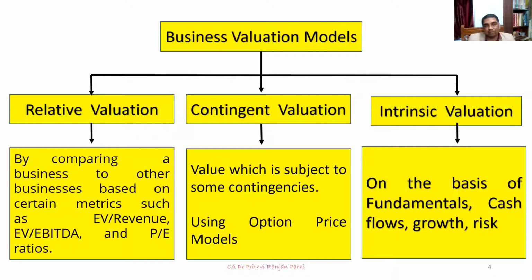One kind of model will give you something called relative valuation. How can it give you relative valuation? By comparing a business to other businesses based on certain metrics. We have to develop a matrix. That is what we are going to learn. On that basis, we can find out some ratios like the enterprise value to revenue ratio, the enterprise value to earnings before interest, taxes, depreciation, and amortization ratio, that is EV by EBITDA ratio, or the price earnings ratio. On the basis of these ratios, we'll be developing a matrix, and with the help of that matrix, we'll be able to arrive at the relative valuation.